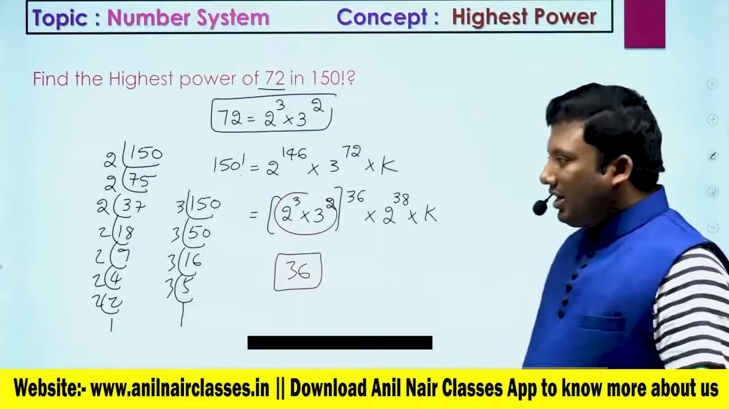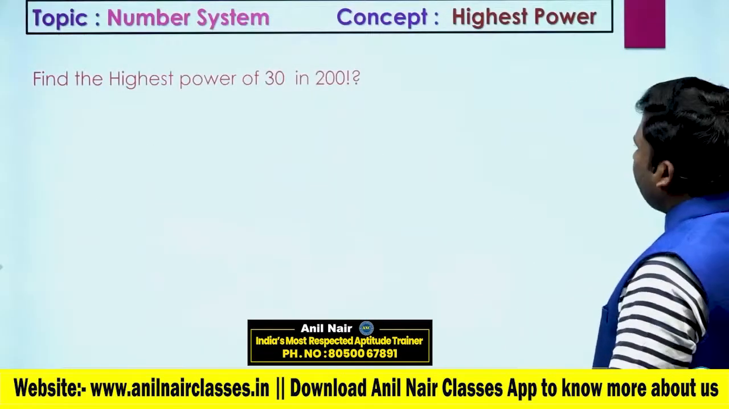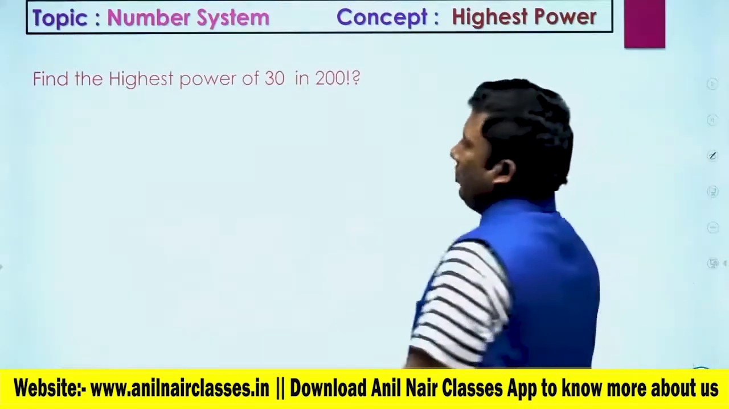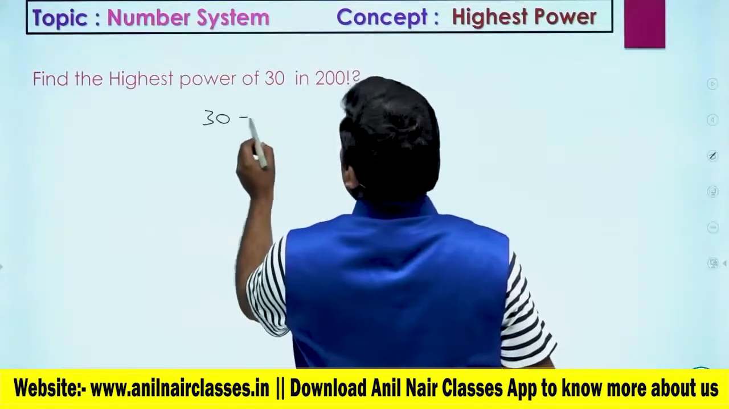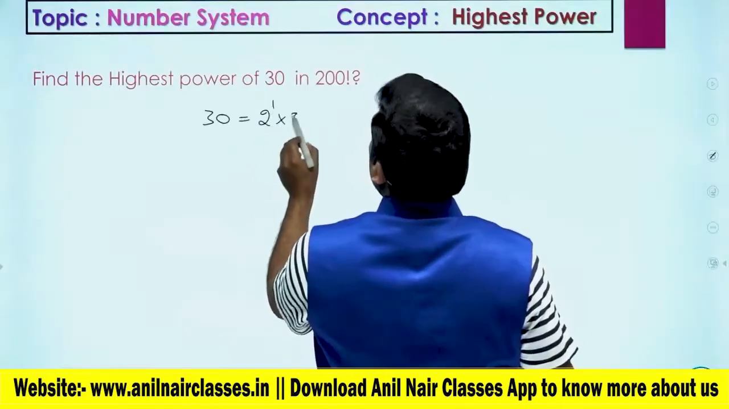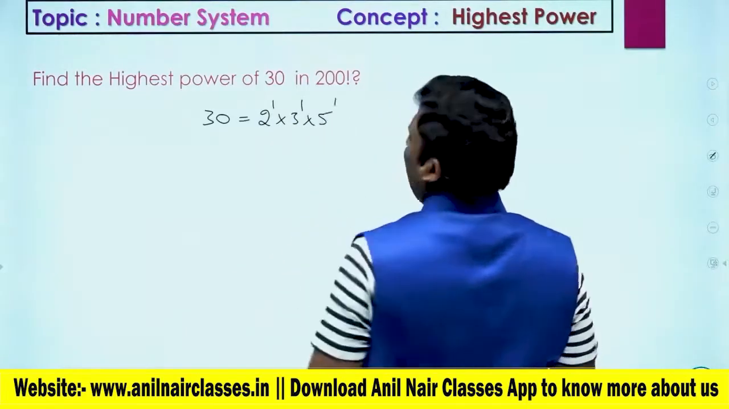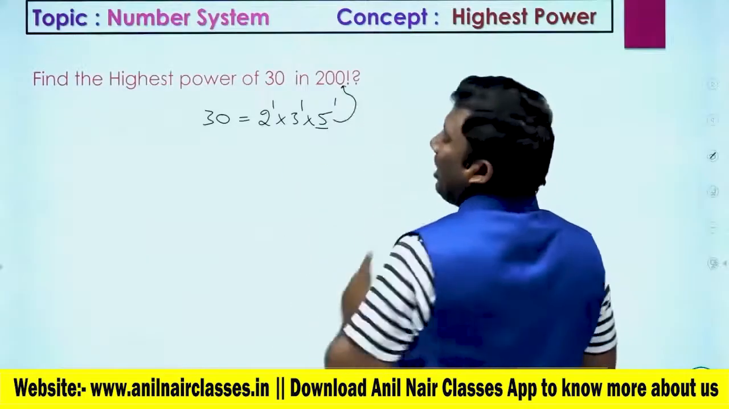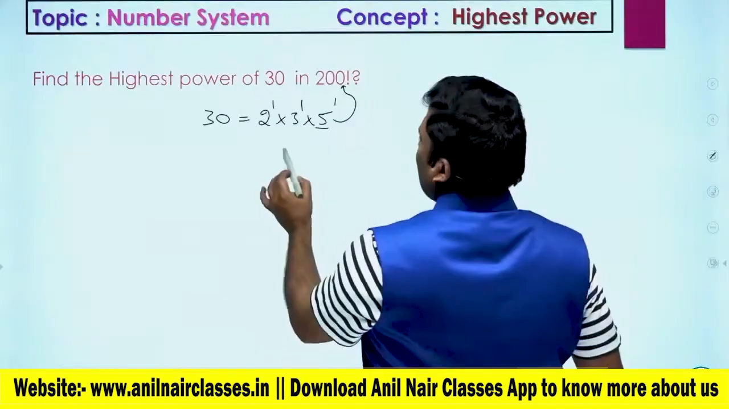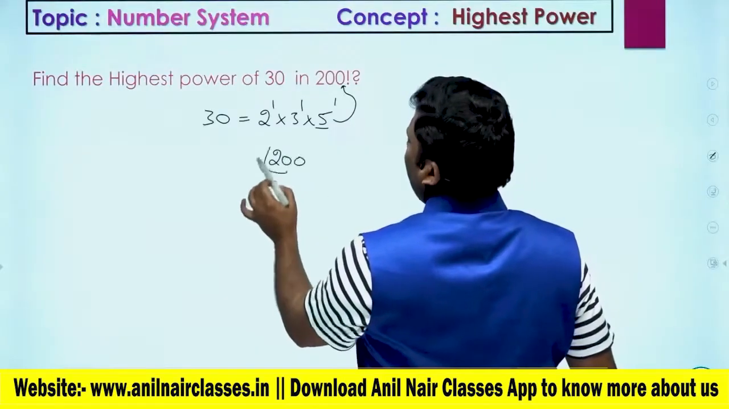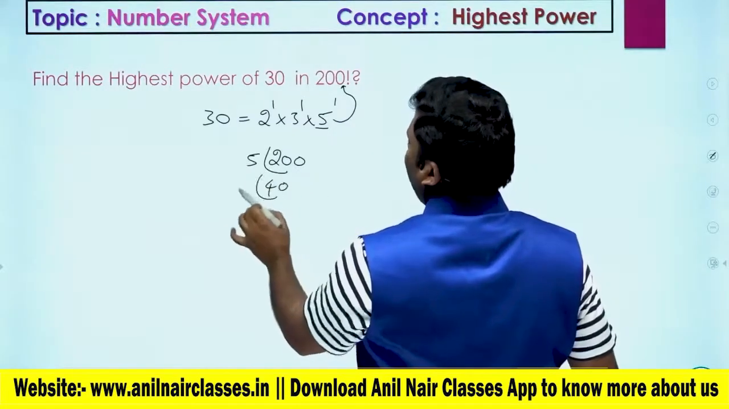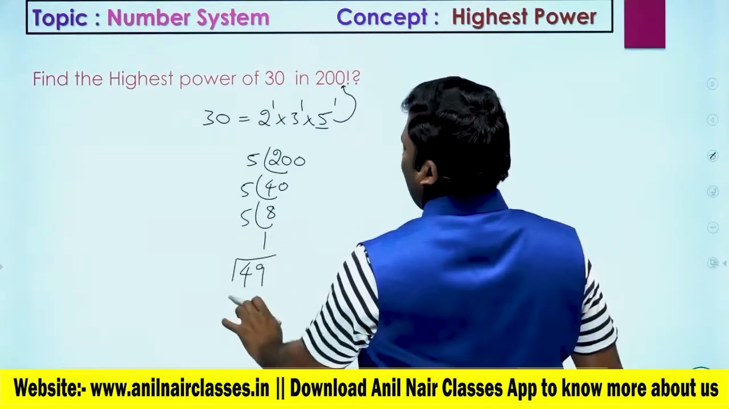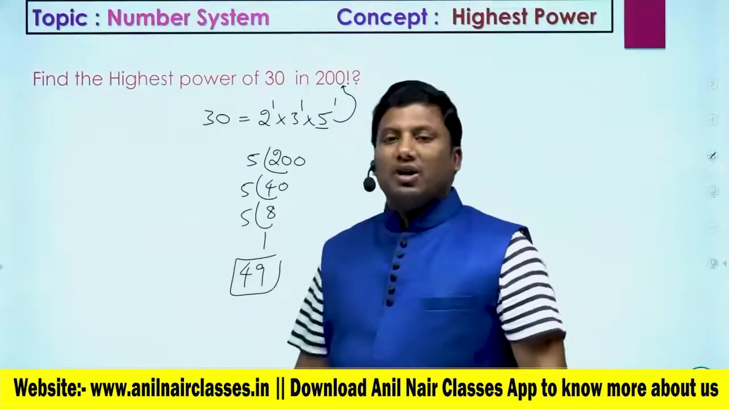I hope the idea is clear. Next one, highest power of 30 in 200 factorial. It's an easy question. 30 is a combination of single powers of 2, 3 and 5. Since they are single powers, the powers of 5 will be less compared to the powers of 2 and 3. So the answer will be, if I divide 200, 5 40s are, 5 8s are, 5 1s are. So the answer is 49. You do not need to find out the powers of 2 and 3.